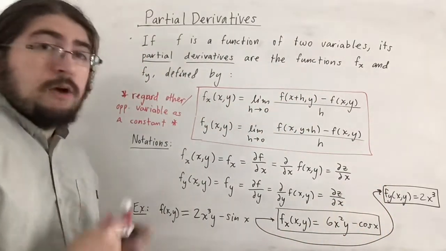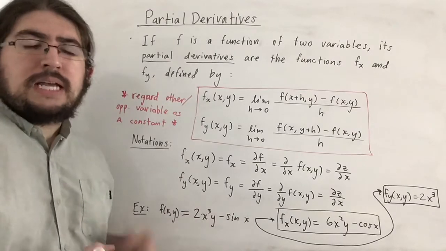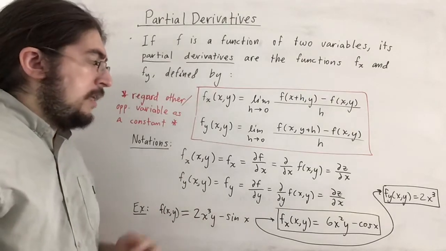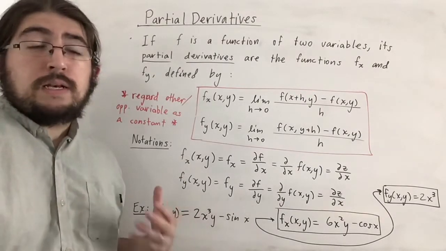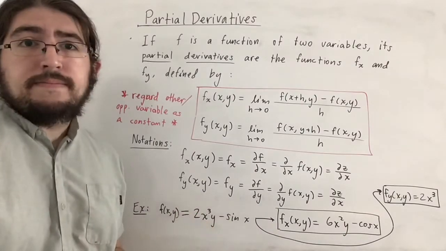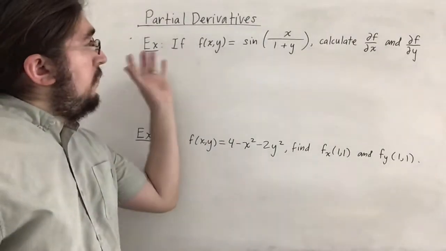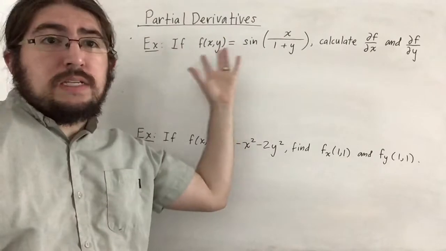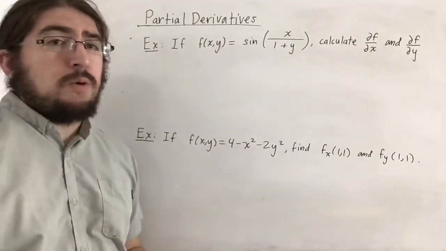Great. So now we're going to look at some more complicated examples, and then from there we'll take a look at some interpretation of this when it comes to what it actually means graphically. Right, so for this next example, we want to find the partials of this function with respect to x and with respect to y, of course.